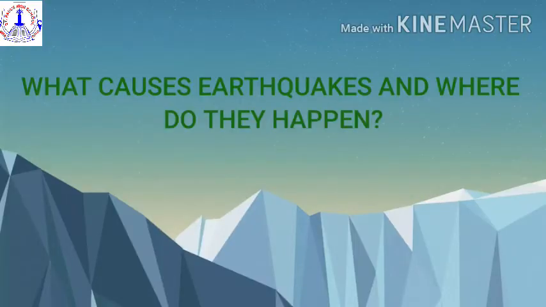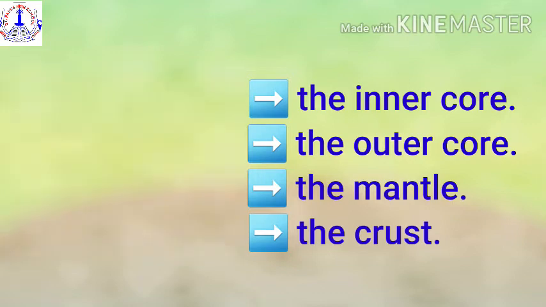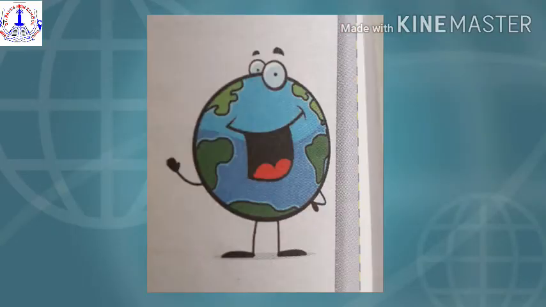What causes earthquake and where do they happen? The earth has four major layers: the inner core, outer core, mantle, and crust. The crust and the top of the mantle make up a thin skin on the surface of our planet. But this skin is not all in one piece. It is made up of many pieces covering the surface of the earth.